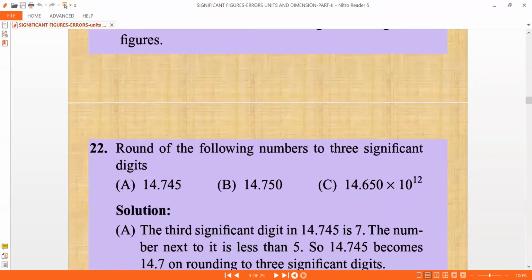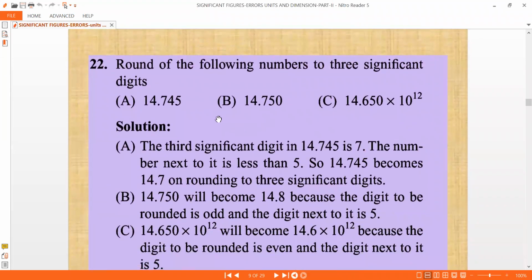The next question: round off the following numbers to 3 significant digits. So this is the question that is asked. Let us observe this. The third significant digit in 14.745 is 7. The number next to it is less than 5, so this 45 will leave. It becomes 14.7 on rounding to 3 significant digits.